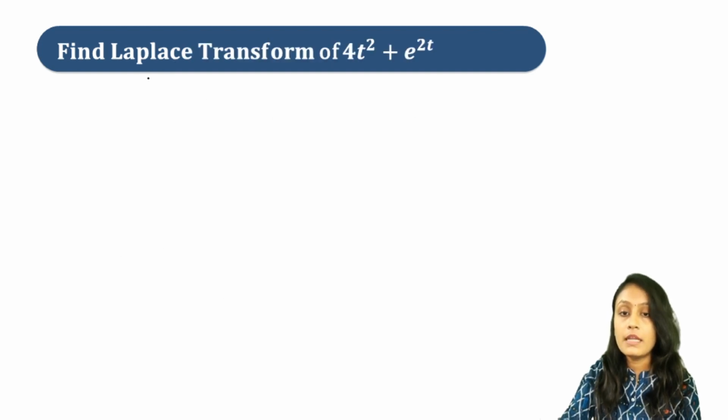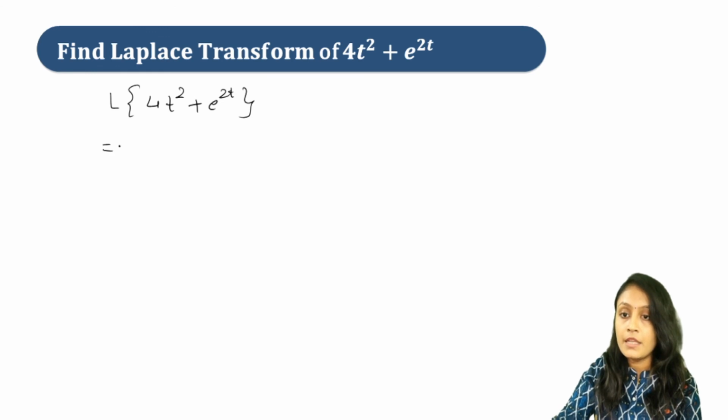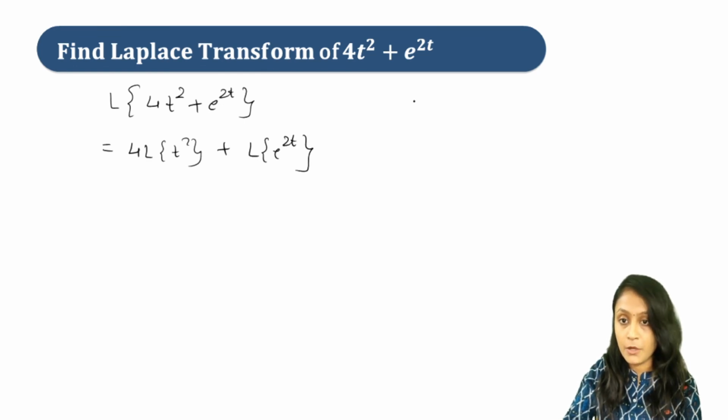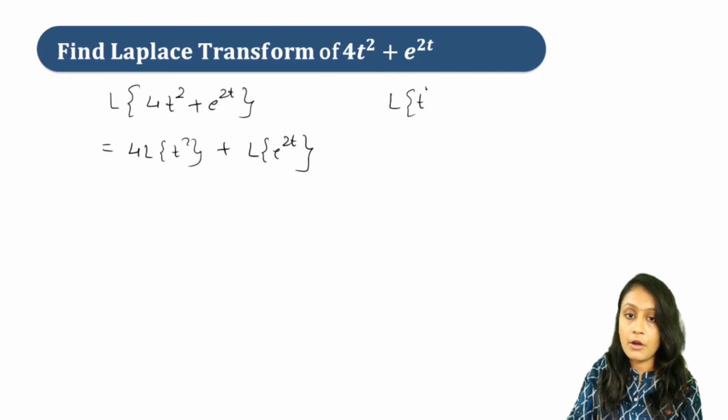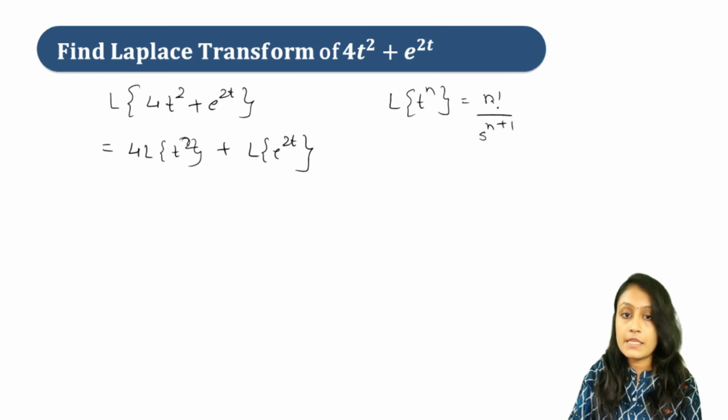Okay, now let's solve one more example. Laplace transform of 4t square plus e raised to 2t. Okay, now we'll take 4 outside. Laplace transform of t square plus Laplace transform of e raised to 2t. Okay, now we know Laplace transform of t raised to n is what? n factorial upon s raised to n plus 1 if n is a natural number. Now here we have 2. Okay, so in place of n we have to write 2. So what you will get, 4 as it is here, 2 factorial upon s raised to 2 plus 1, it will give you 3.